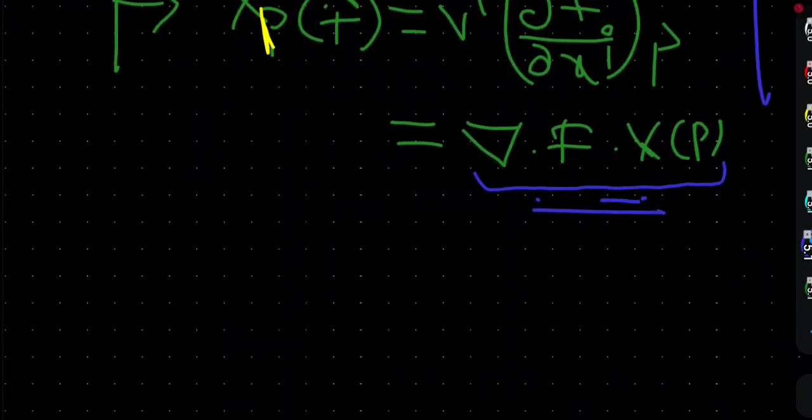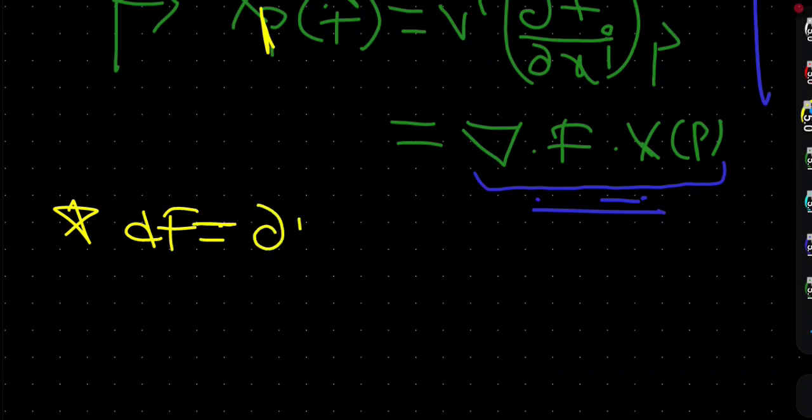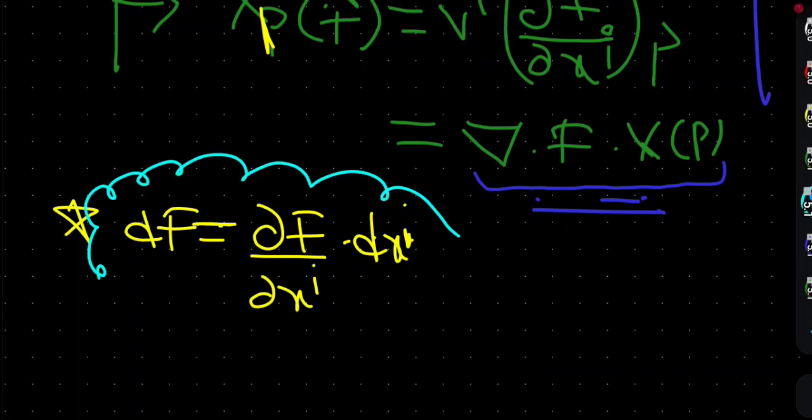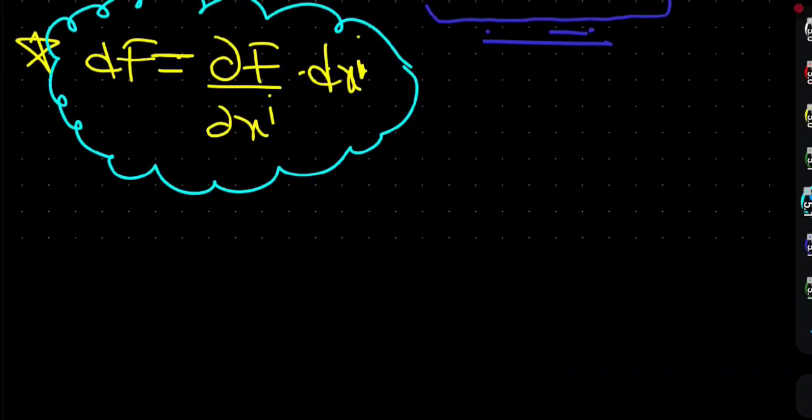Now we are going to prove another thing: that the differential df is represented as a one-form, ∂f/∂x^i dx^i. This is a representation of the differential one-form, and we are going to prove this, and that was our main motto for this particular video.